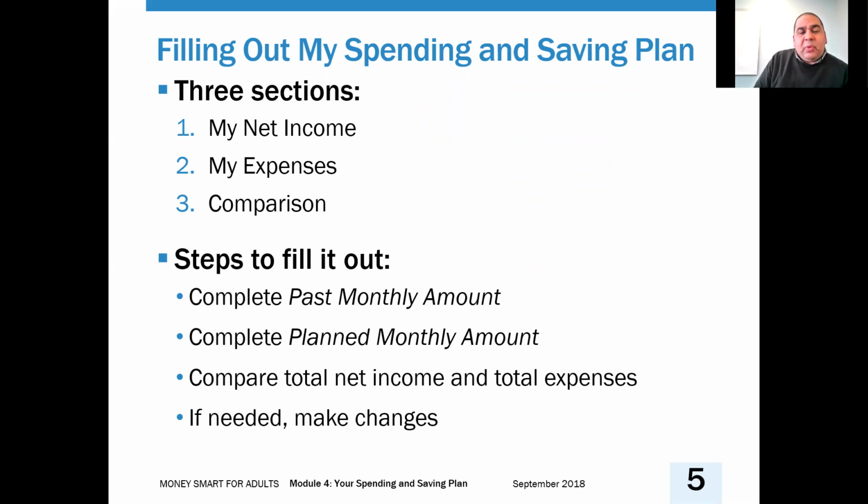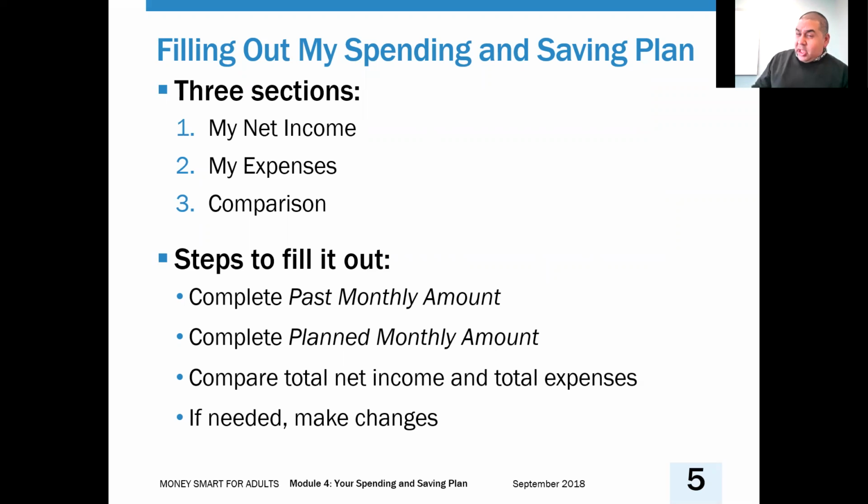So we want to think about filling out a spending and savings plan. There should be 3 sections: my net income, my expenses, and comparison. Your net income is the money that you're bringing home every month. Your expenses are all the things that you're spending your money on every month. And then you should compare where they are in relation to each other.